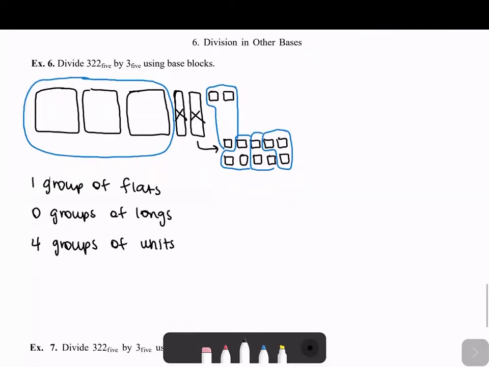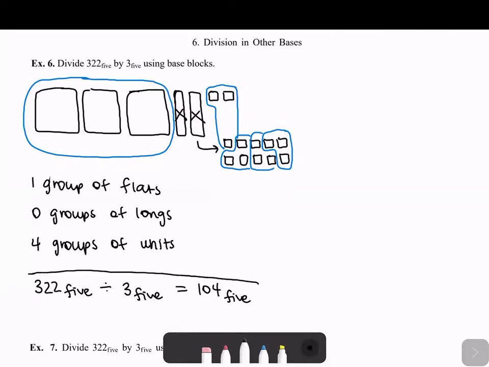So that is going to tell us that 3, 2, 2, base 5 divided by 3 base 5 is 104 base 5. Okay, so that is our answer. So, like before, since we hadn't seen a model like this, I want us to go ahead and write down the steps of what we did.